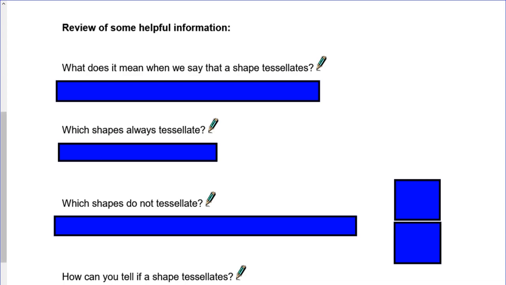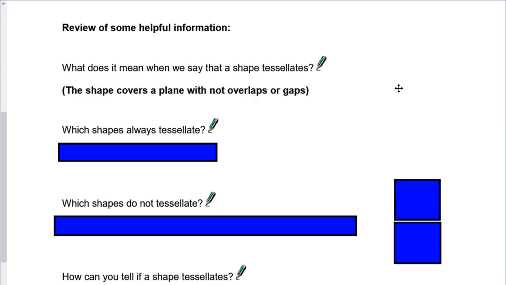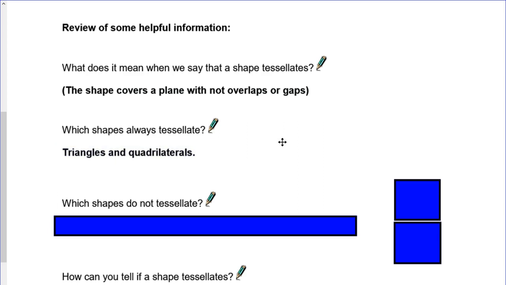Okay? So what does it mean when we say that a shape tessellates? Well, a shape will cover a plane, but there's no overlaps and there's no gaps. Okay, what shapes always tessellate? These are the triangles and the quadrilaterals. The reason is triangles' interior angles are 180 degrees. Quadrilaterals, the interior angles, are 360. They can be divided into two triangles, which are exactly the same. So 180 and 180 gets you the 360 that a quadrilateral has.